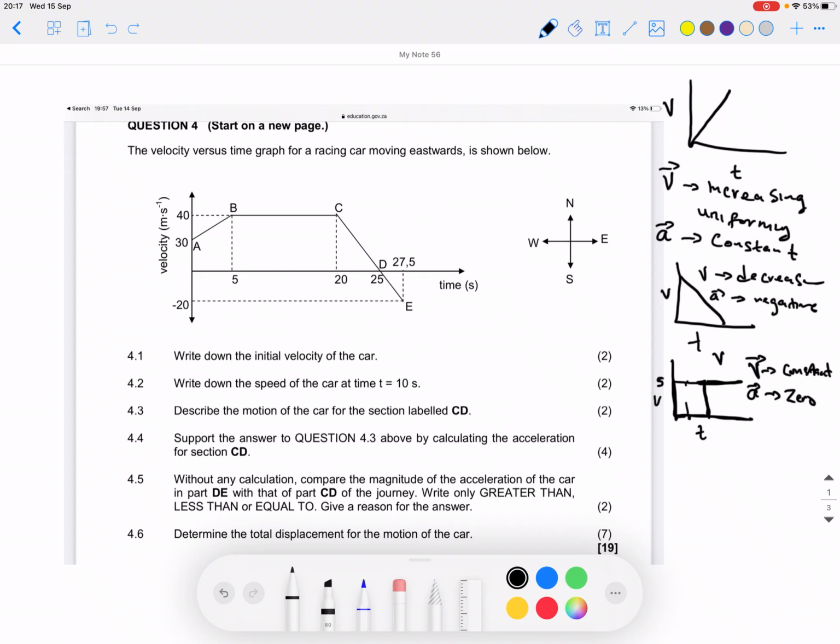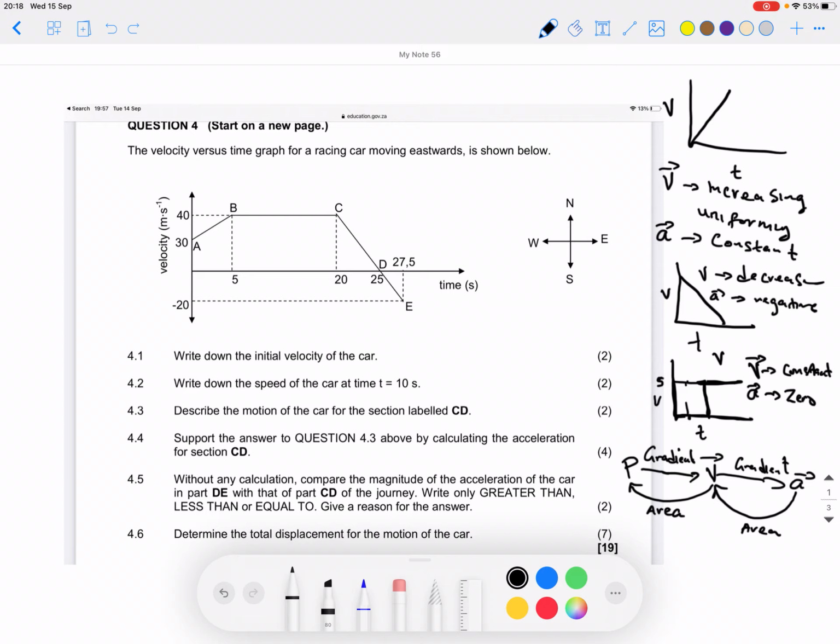Another thing you need to take note of, if you are given a position time graph, for you to find the velocity, you must calculate the gradient, okay? And if you are given a velocity time graph, you want to calculate the position, you must calculate the area. Alright? And if you are given a velocity time graph again, you want to calculate acceleration, you must calculate gradient. And if you have an acceleration time graph, you want velocity, you must calculate the area of the graph. Okay, so you need to understand that basic information.